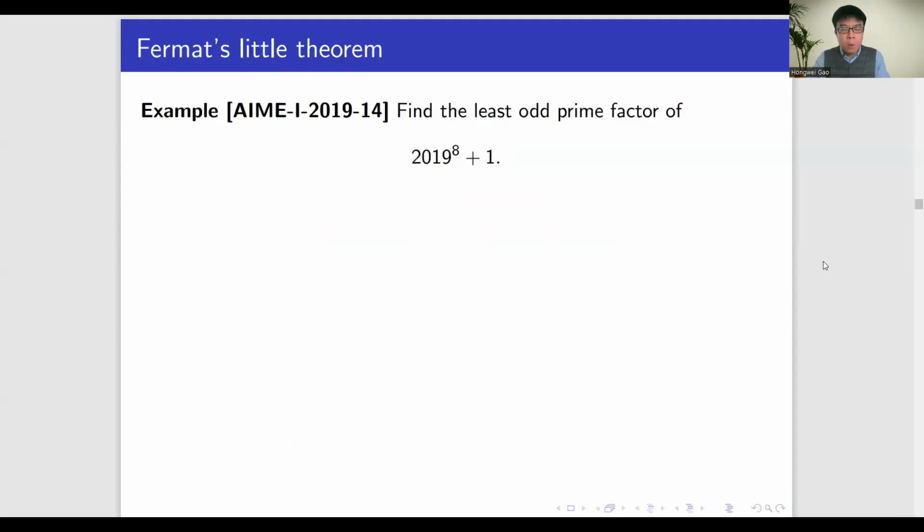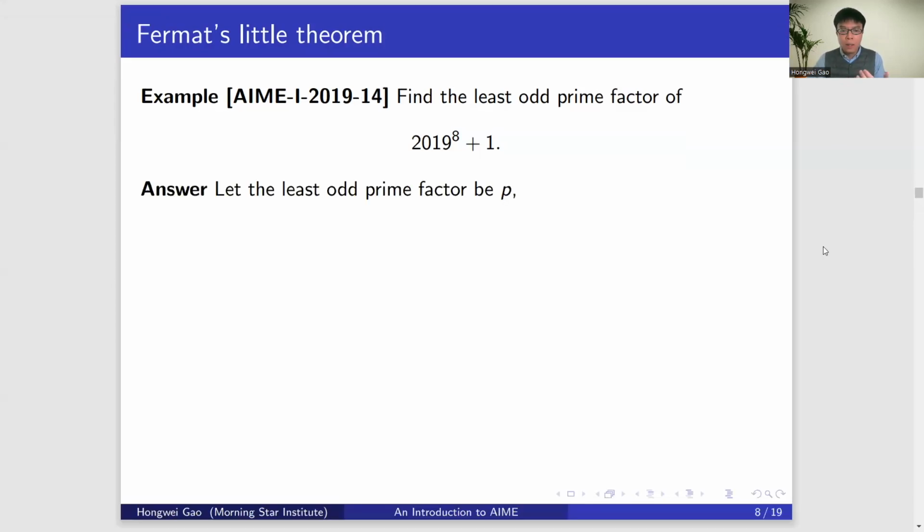Here is an AIME question from the year 2019, in which we need to use Fermat's little theorem. Find the least odd prime factor of the number 2019 to the 8th exponent plus 1. So suppose the least odd prime factor is p. Let's solve for p. First, we know that p is a factor of the above number.